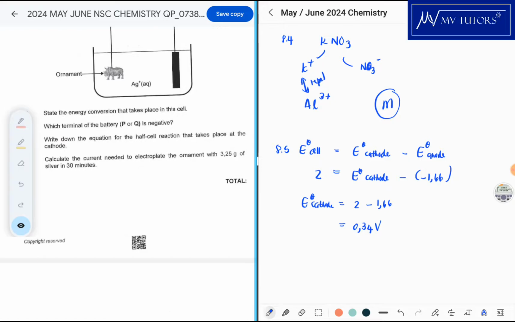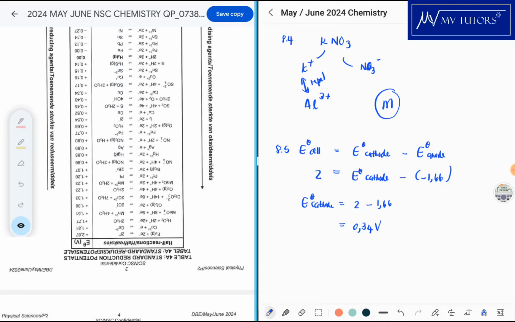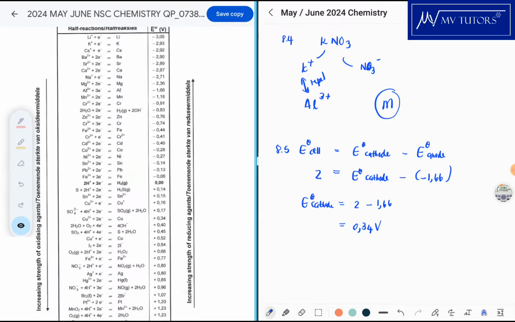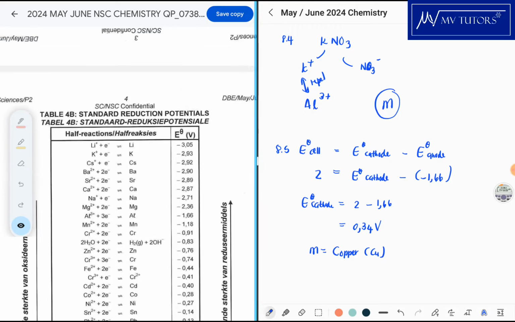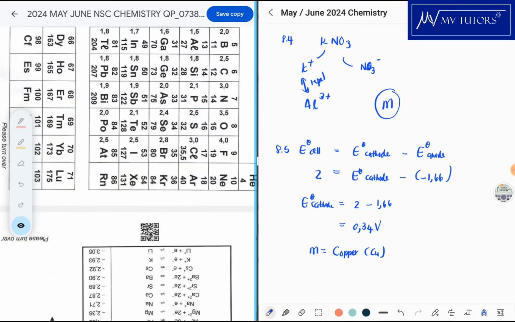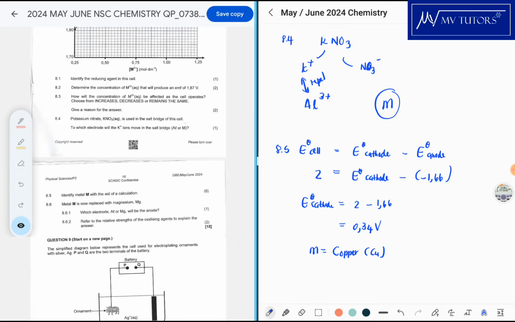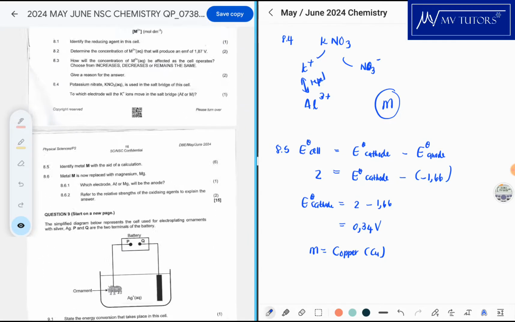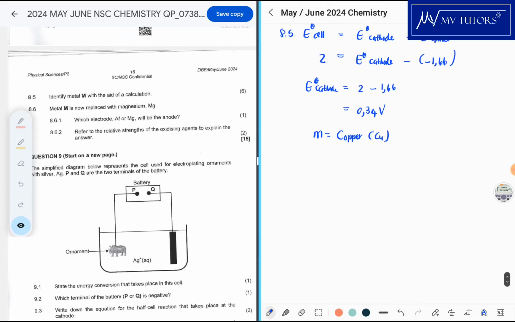That sounds very familiar. Okay, let's see. So we're going to look for 0,34. And there we have it. It is copper. So M is actually copper, or you would have just said Cu. Geez, how many marks was that? I think I saw a lot of marks. But anyway, I'm rushing through it. 6 marks. That's a nice 6 marks. So that is metal M.